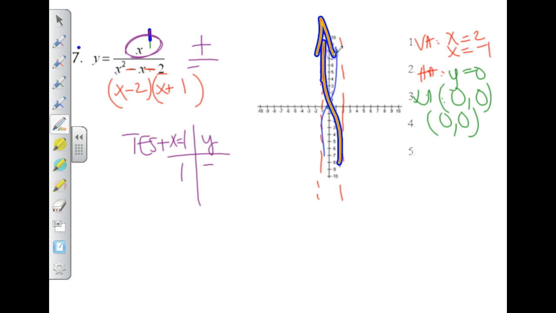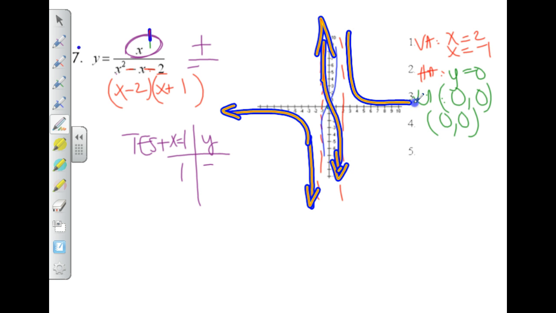If this goes to positive infinity on this side, it'll pick up in negative infinity. I never drew in my horizontal asymptote. And if this goes to negative infinity, it picks up in positive infinity. Let's get in that horizontal asymptote at y equals 0. I never drew that in. That's what the function is approaching.